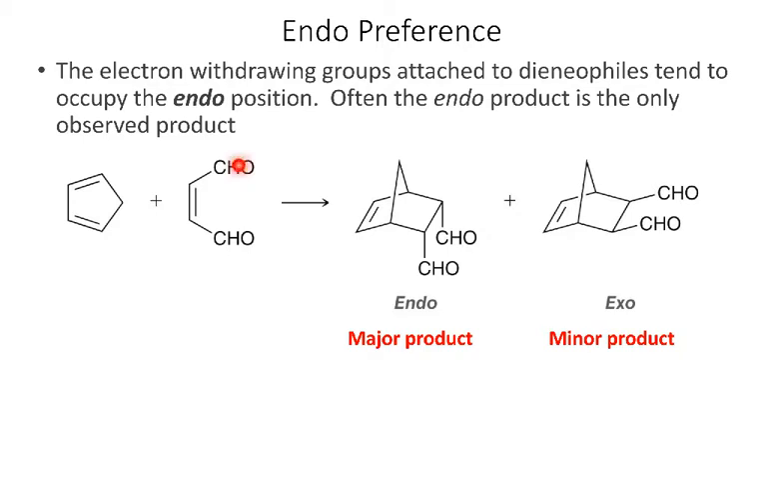In this example, the 2 electron withdrawing groups are cis, so they need to end up on the same side. And so we tend to prefer where both electron withdrawing groups are on the same side and they're both endo, as opposed to both of them being exo. Right? And because this was cis, they both have to be on the same side. If this had been trans, we would have gotten one endo and the other one exo, in which case it wouldn't have really mattered.